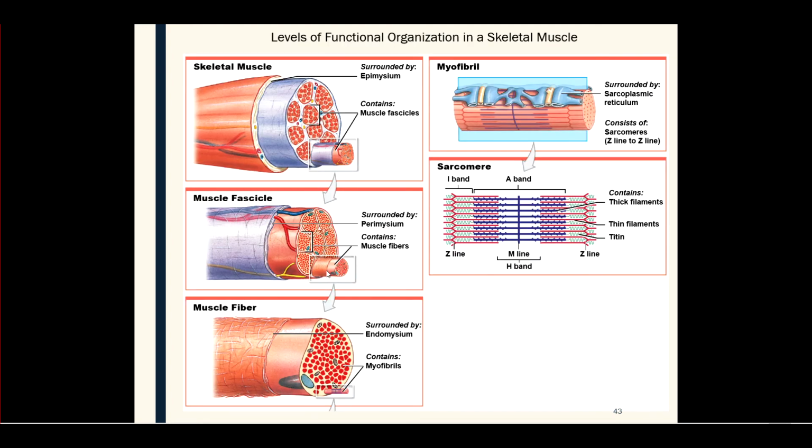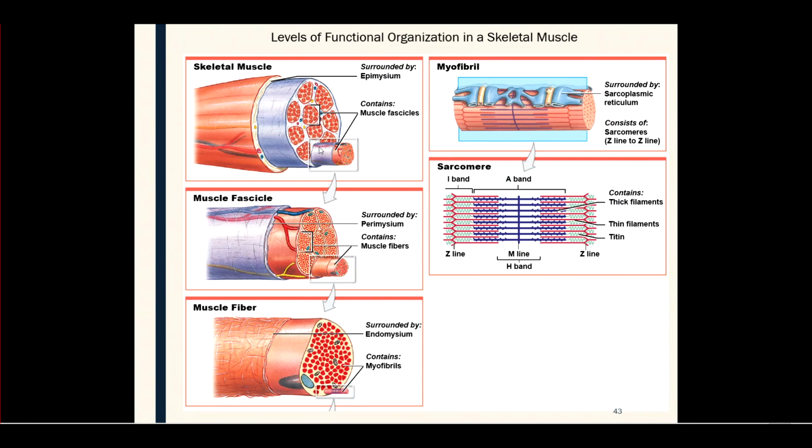Okay. This is an interesting slide too. Here they're actually taking you from an entire skeletal muscle down to the sarcomere. This is called the levels of functional organization. This is going to take everything that we've learned so far and put it together. The biggest level of organization is the skeletal muscle. So just to review, we saw the skeletal muscle had the epimysium around it, right? And then here you can see the bundles within the skeletal muscle. These were called the fascicles.